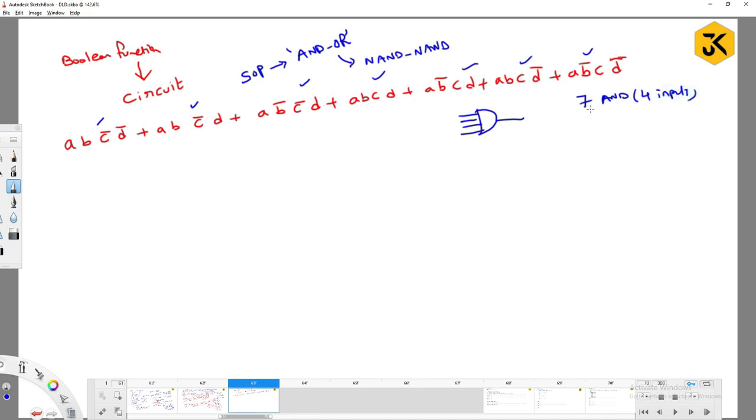If they are asking for a 2 input AND gate, then what will happen? It will require more gates or not? Yes, fine. Is there any solution to reduce this expression? Yes or no? We already discussed, right?